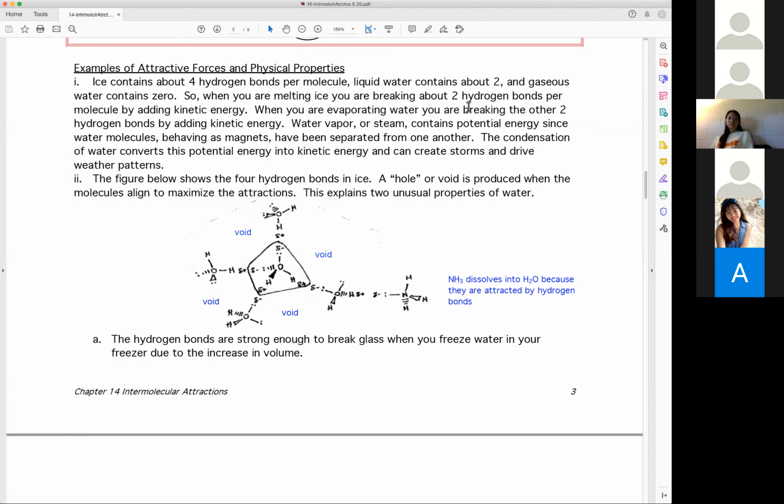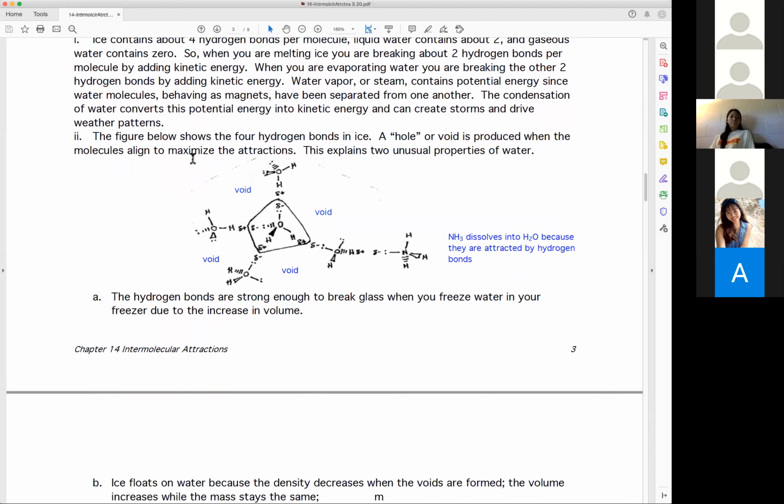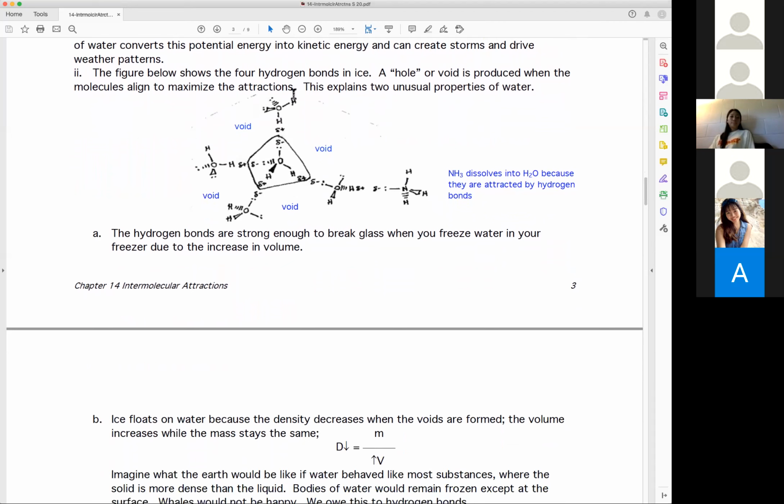Anyway, when you get to the gaseous state, the gas particles are moving independent of one another because they're going so fast. So there's 0 hydrogen bonds in the gaseous state. So anyway, here's the 4 hydrogen bonds in ice. And what you see is that you have a void created.